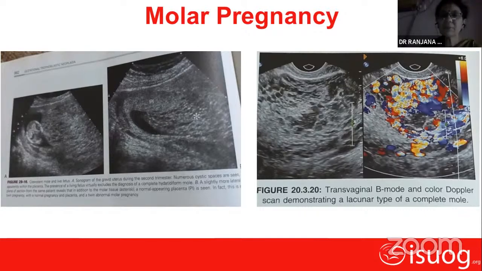In the next figure, we are seeing invasive mole. Invasive mole is a type of cancer in which the whole endometrial cavity is filled with anechoic and hyperechoic structures having a lot of splashes of color Doppler within it, lacunar type. Even the myometrium becomes thin in thickness.